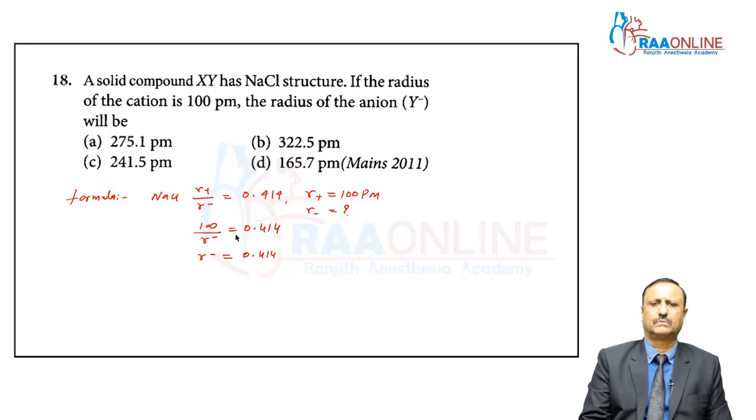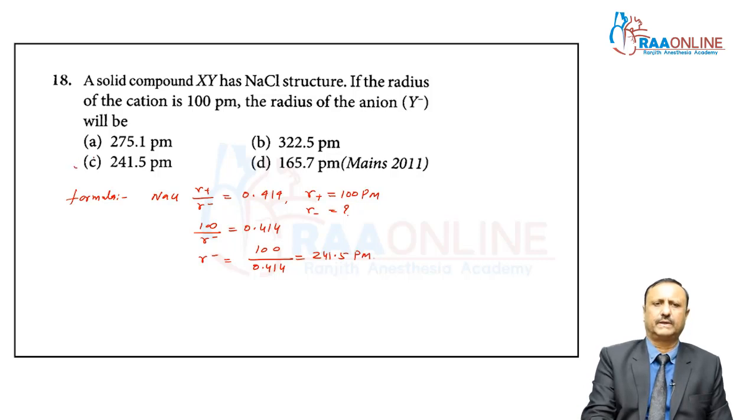R minus is equal to 100 upon 0.414, and you get the answer. When you divide 100 upon 0.414, you get 241.5 picometer. 241.5 picometer is the correct answer of this question number 18. First of all, my dear students, learn this formula: for NaCl, R cation upon R anion equals 0.414.